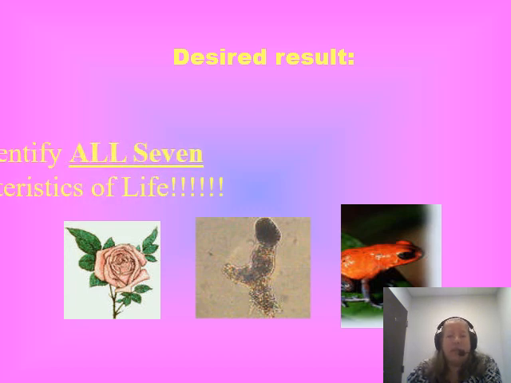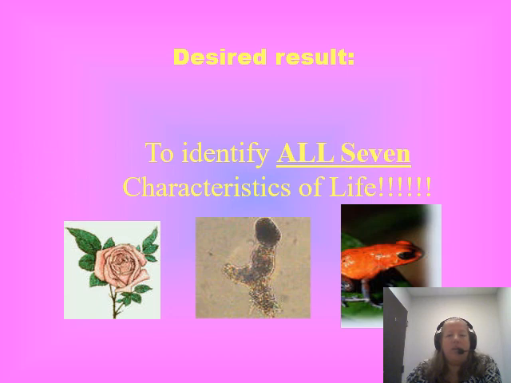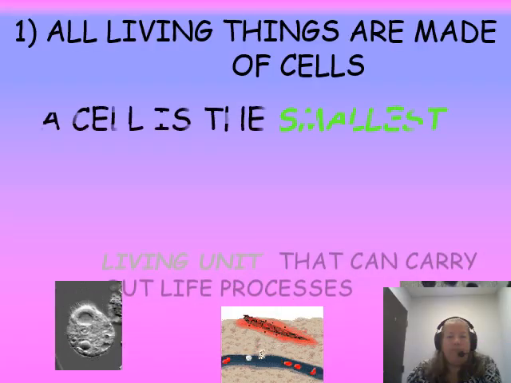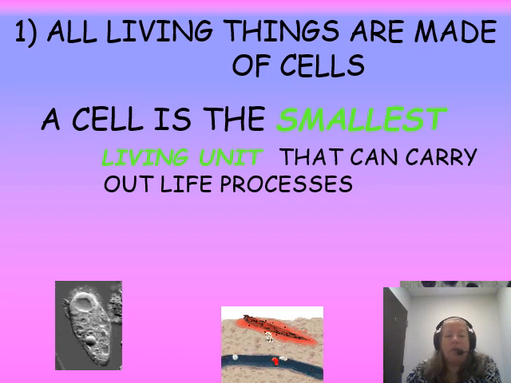Our desired result for this lesson is to identify all 7 characteristics of life. So let's learn them. All living things are made of cells. We know that the cell is the smallest living unit that can carry out life processes.